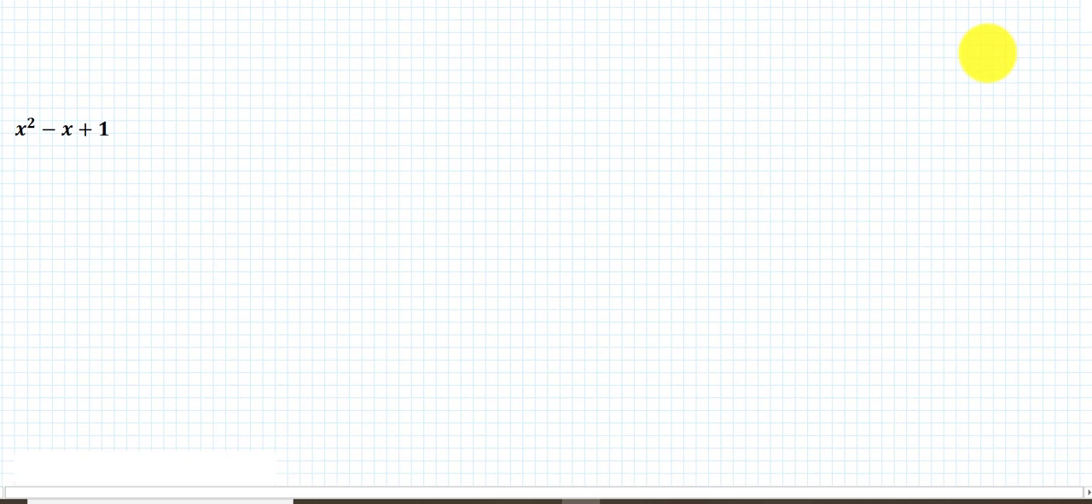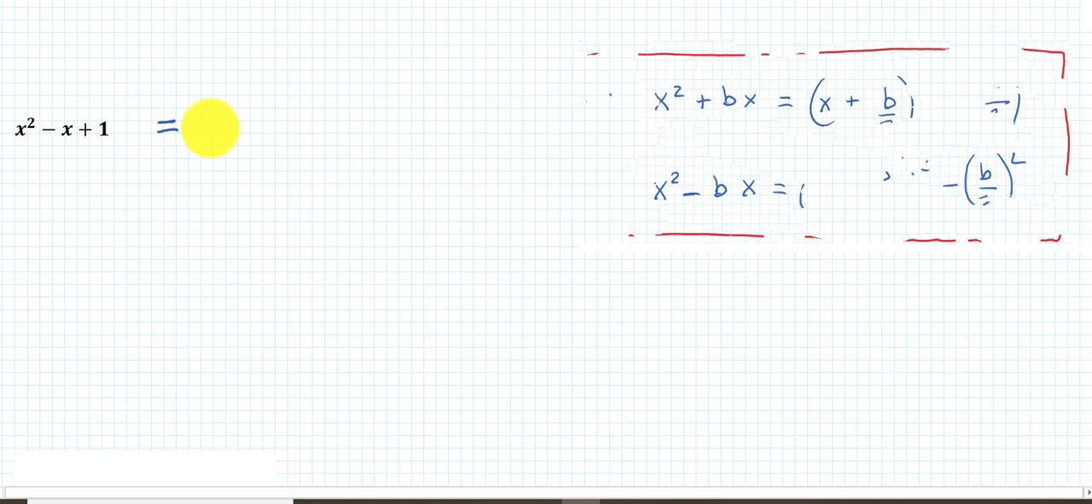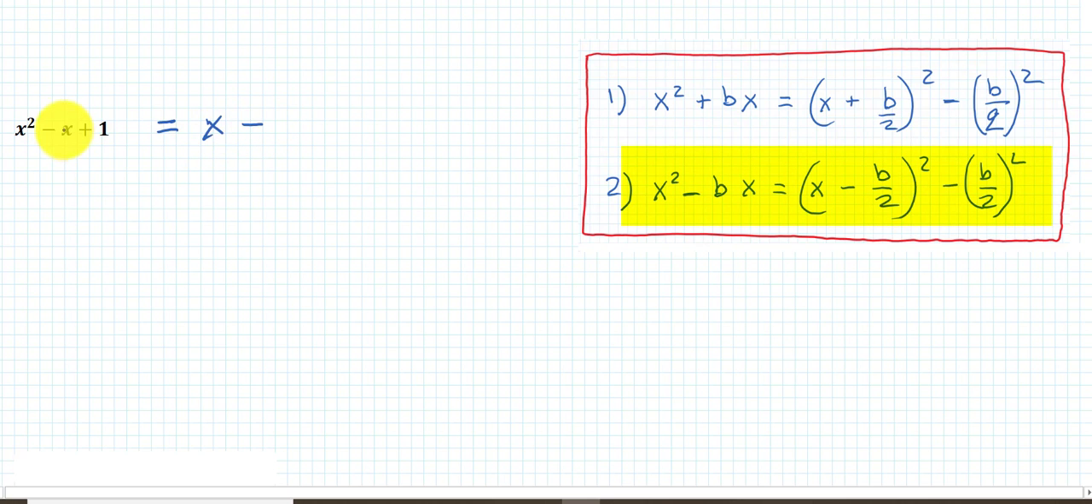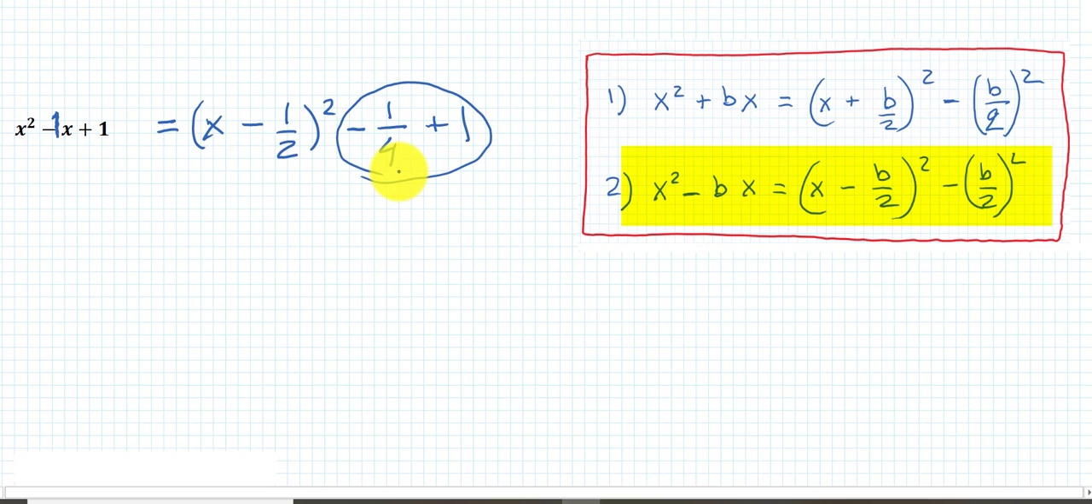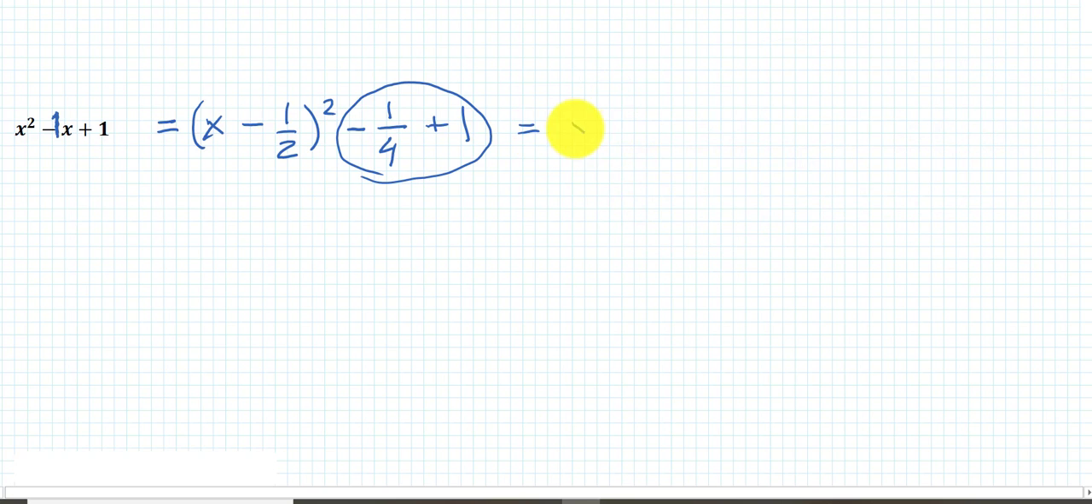So what do we have here? We have x minus, half of what? Well, the coefficient of x right here, the linear coefficient, is just 1, right? So minus 1 over 2, half of 1, squared. This is always a minus. And the square of 1 half, 1 squared is 1, 2 squared is 4, minus 1/4 plus 1. Now, negative 1/4 plus 1, that's just 3/4, right? So it is x minus 1 half squared plus 3/4.